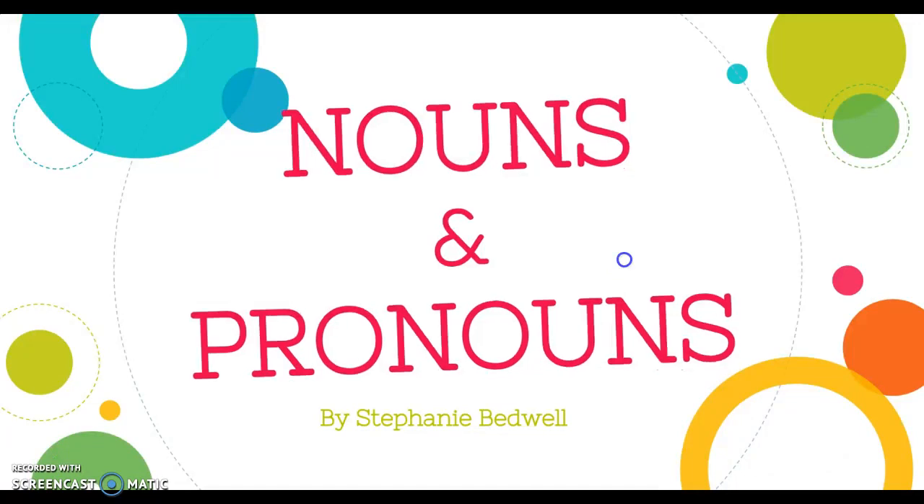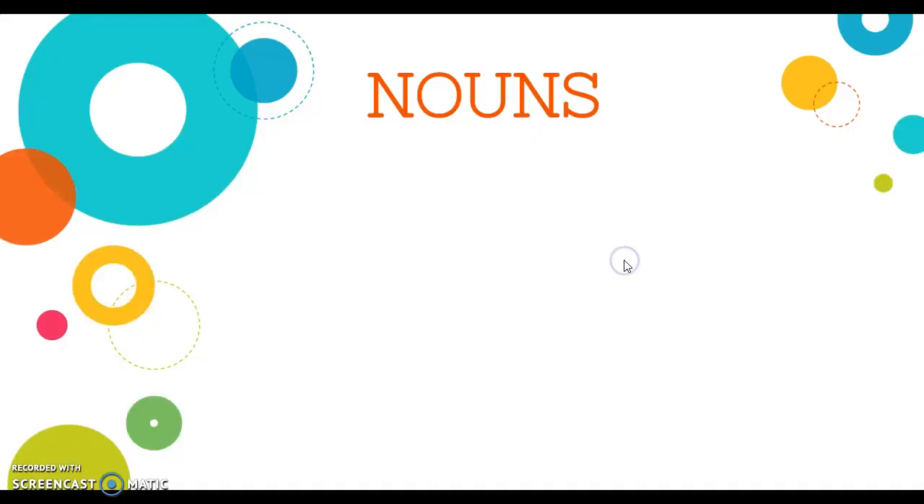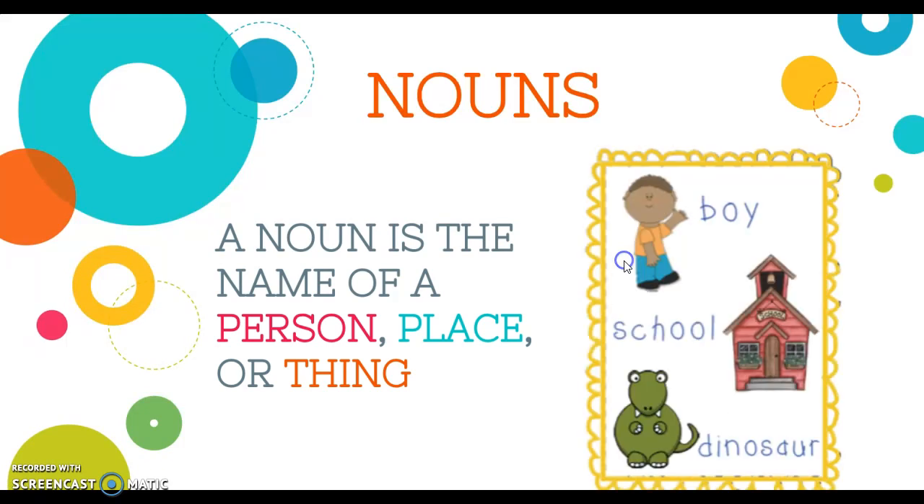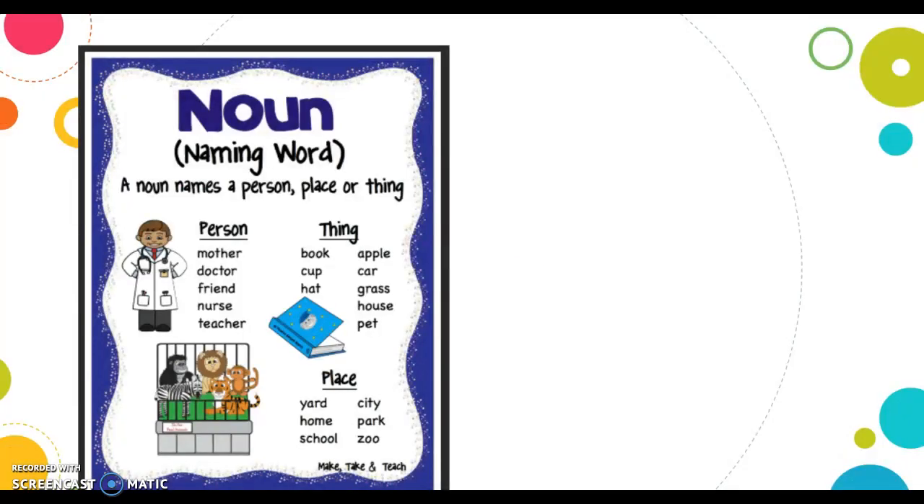So in Chapter 2 we learned first about nouns and pronouns. A noun is the name of a person, place, or thing. In our example, we have boy, school, or dinosaur. This sheet tells us a little bit more specifically each person, thing, or place that a noun could be, such as home, park, house. We have things like apples, books, cup, and people, such as a friend, nurse, or teacher.